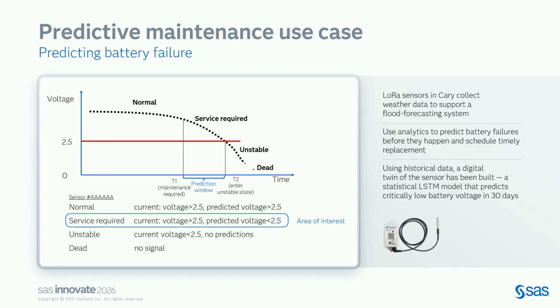For that purpose, we have developed a predictive model that's going to predict the voltage of all of the batteries in 30 days' time. If you have a look at the voltage over time of a battery, you see that the voltage of these type of batteries is pretty high in the beginning, and at a certain point it starts to drop off, and when it gets below 2.5 volts, the batteries get unstable and the sensor can go down any minute. What we're interested in today is the situation where the current voltage is above 2.5 volts, but the predicted voltage in 30 days' time is below 2.5 volts, effectively giving us 30 days' time to replace the battery.